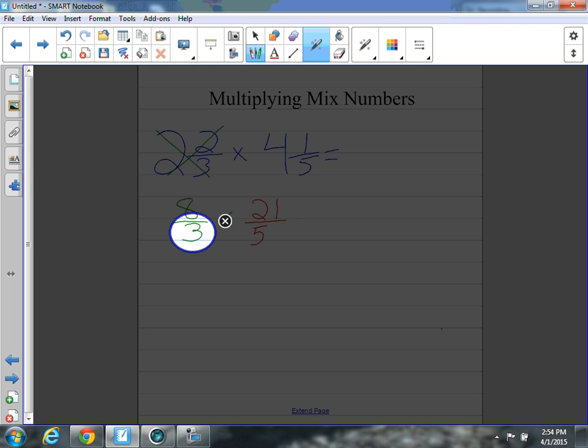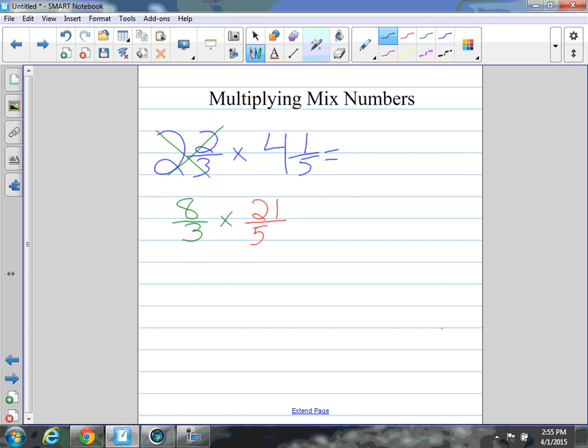3 and 21. 3 is a prime number. So the only thing that goes into 3 is 1 and 3. Can 3 go into 21? Yes. Because it can, I can reduce. 3 divided by 3 is 1. 21 divided by 3 is 7. Okay, now I can multiply across. 7 times 8 is 56. 1 times 5. So my answer is 56 over 5. Should I leave it this way?